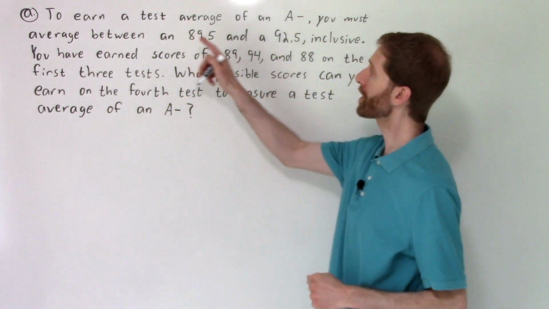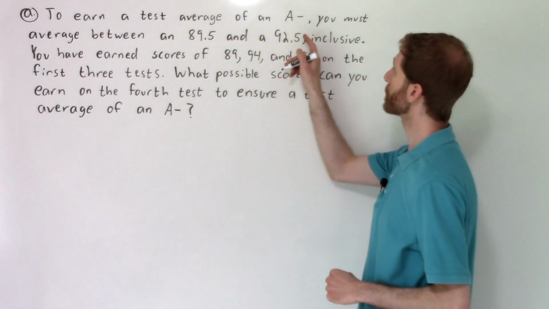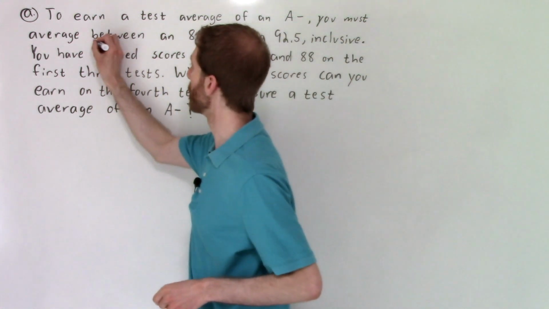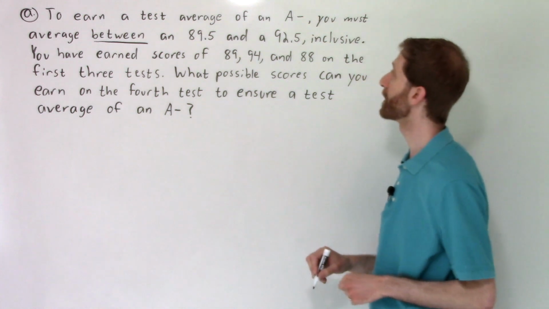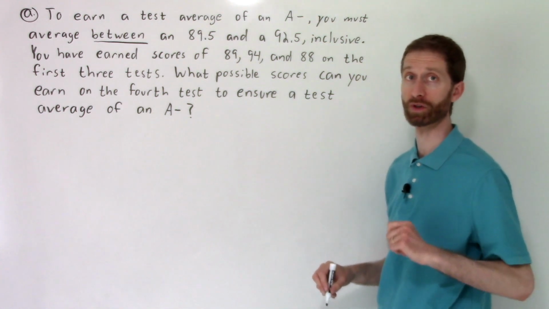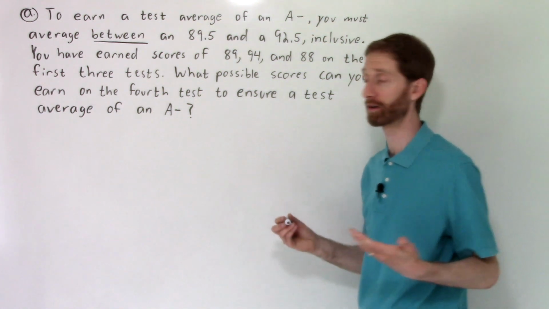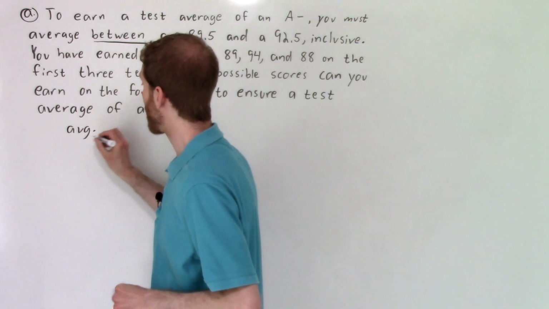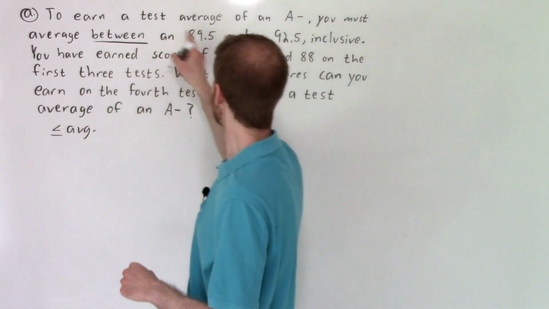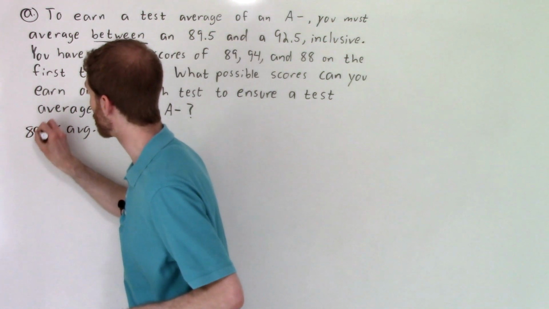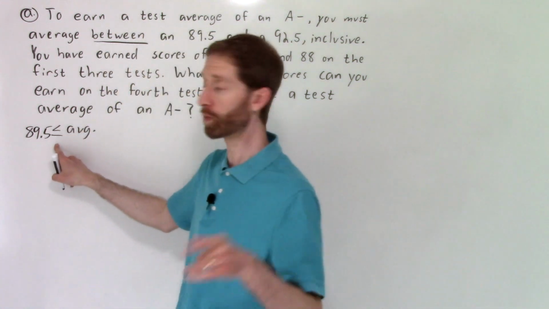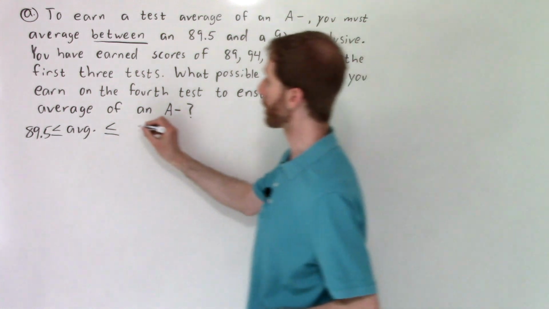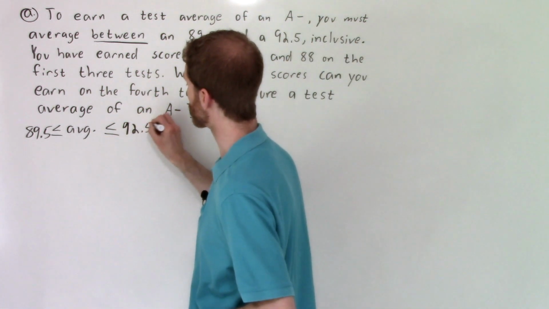It says, to earn a test average of an A-, you must average between, there's a keyword right there, between 89.5 and 92.5 inclusive. So right away, I'm going to write that out as test average. I'll write that AVG, and it's between, so we have a lower value of 89.5, and we said inclusive, which is why I'm writing "or equal to." So it's between 89.5 and 92.5. So that whole first sentence just got translated into this.